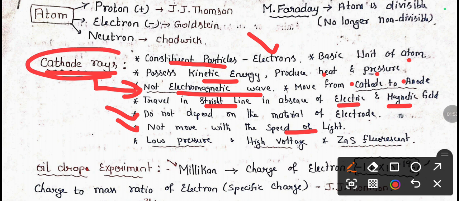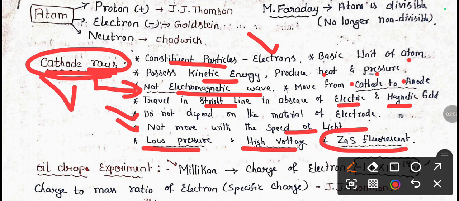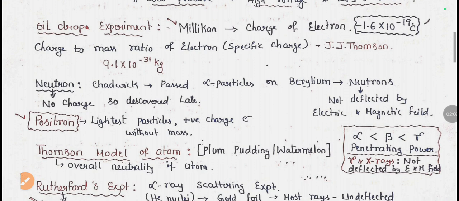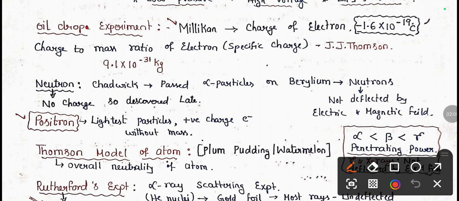In the cathode ray discharge tube, we fill the gas at low pressure and high voltage. In this cathode ray discharge experiment, the fluorescent screen is made up of zinc sulfide, ZnS. These are the important points related to cathode rays. Let us move to the next concept, the oil drop experiment.